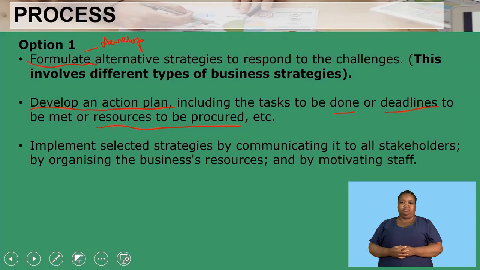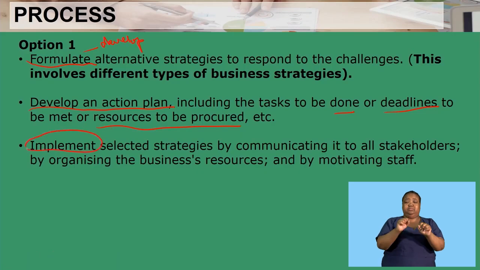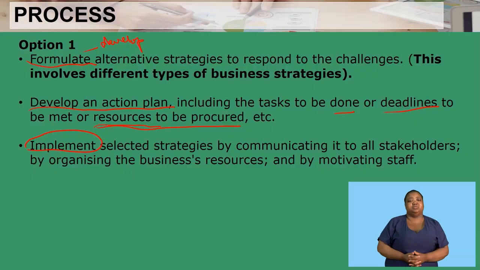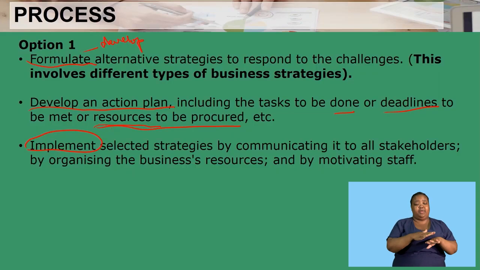Then from there on, we need to implement. What does it mean to implement? To put it into action now. We formulated it. We came up with an action plan whereby we wrote down a template to say who's going to do what, when are they going to do it, and what is going to be needed. As mentioned there, the resources need to be procured. So now we're going to put our strategy into action. What does it mean here?